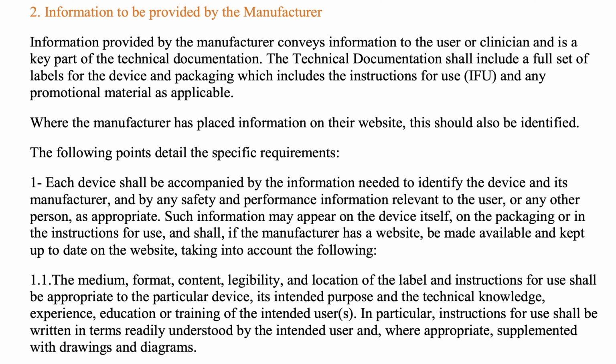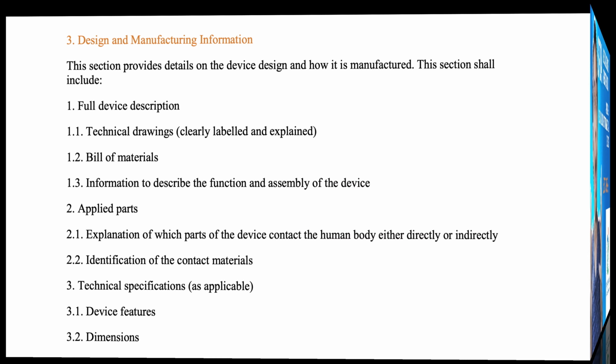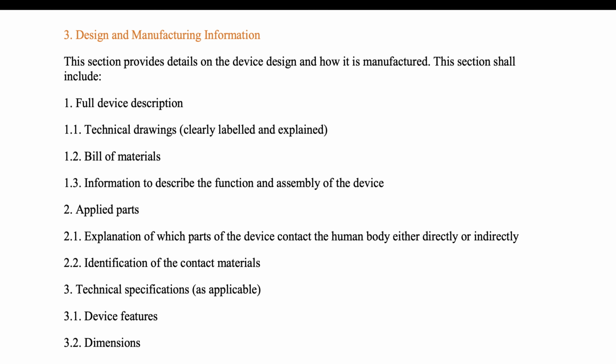Now let's straight away come to point number 3, which speaks about the design and the manufacturing information. Point number 1 was mainly about the general requirements, right? Means device description, all those things. Point number 2 was mainly regarding the labeling information. Now point number 3 would be on the design and the manufacturing side. This section provides details on the device design and how it is manufactured.